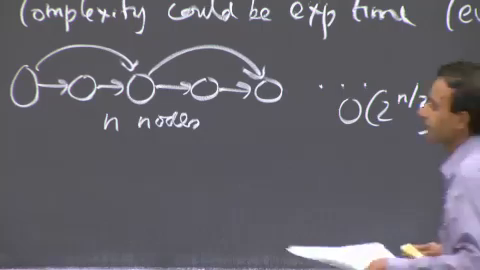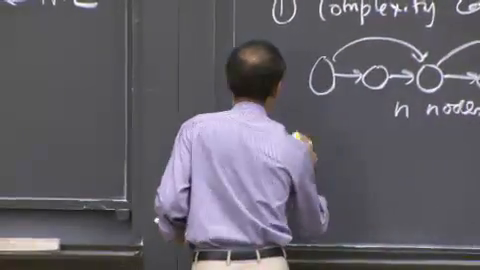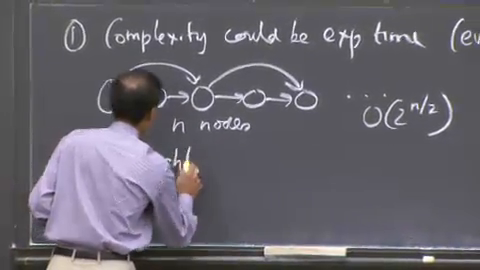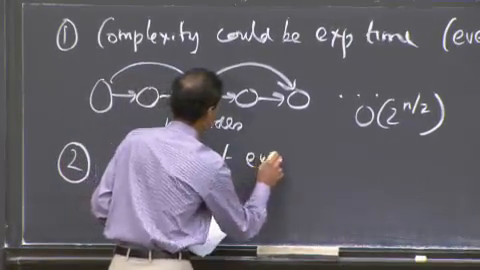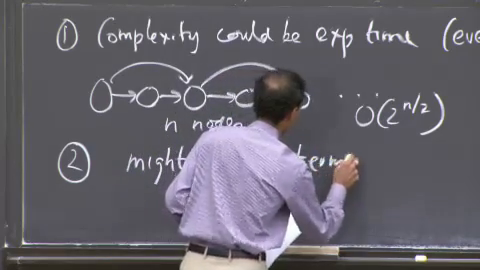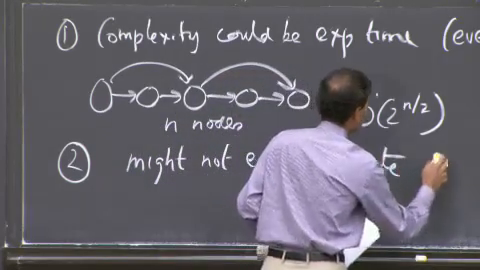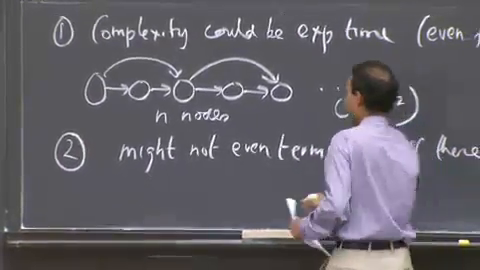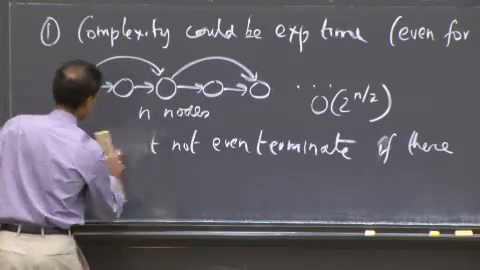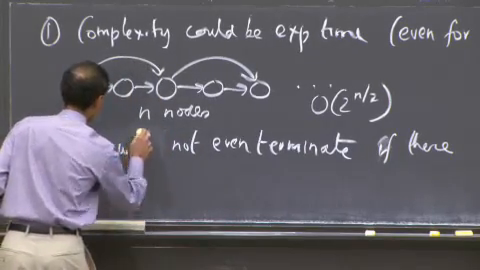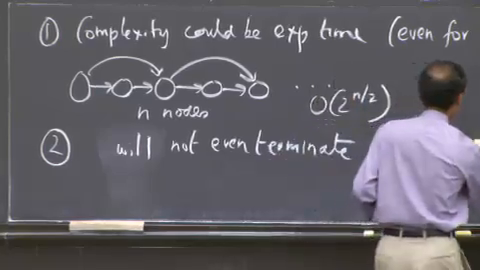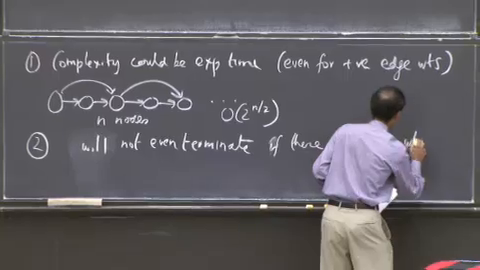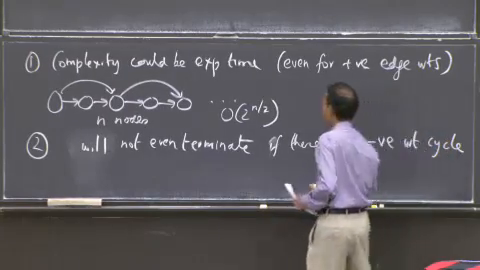The second problem, which is actually a more obvious problem, is that this algorithm might not even terminate. Actually, it will not terminate, the way it's written, if there's a negative weight cycle reachable from the source.